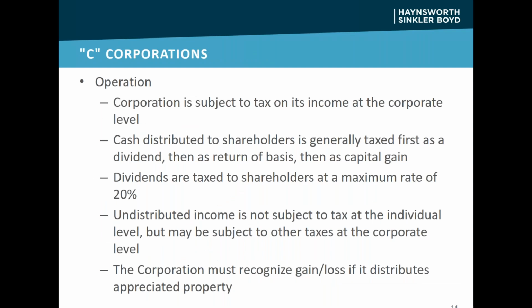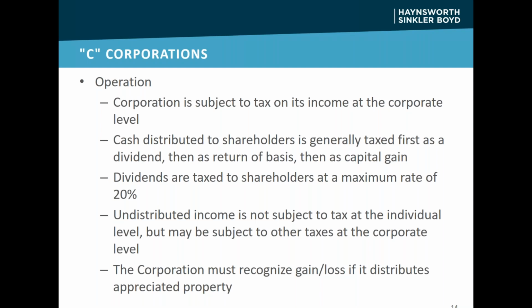So a corporation differs from a partnership in that the corporation itself pays tax and is not a pass-through entity. Shareholders only have to pay tax if and when they receive distributions from the corporation. So although income that is not distributed is not taxable to the shareholders, that corporate income that stays in the corporation may be taxed under the accumulated earnings tax or the personal holding company rules, which we'll discuss later.